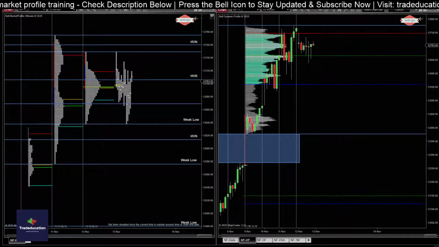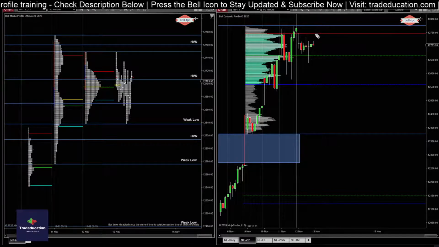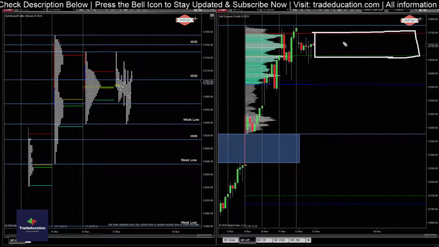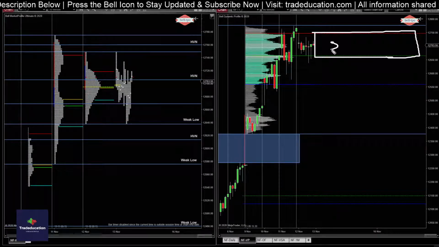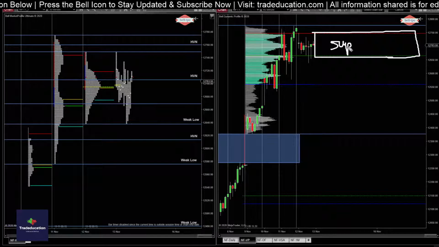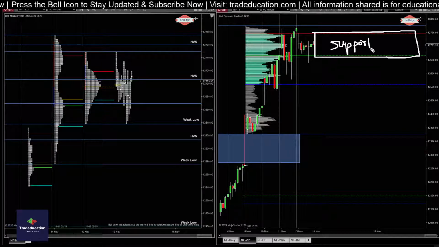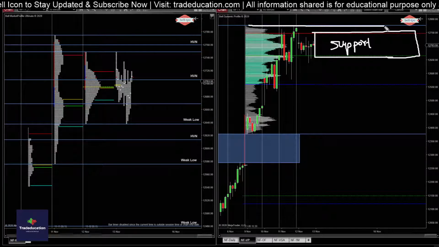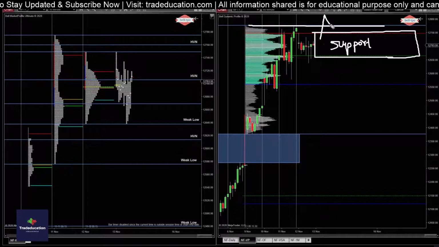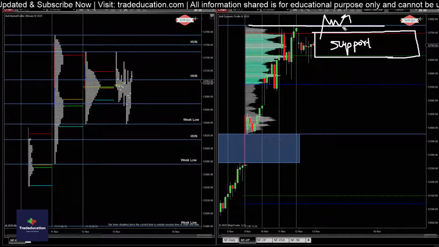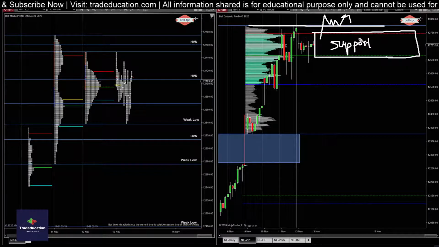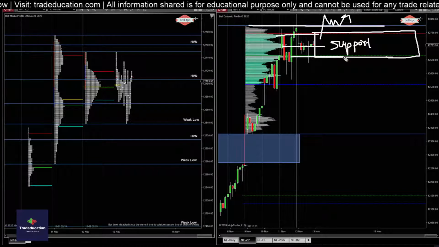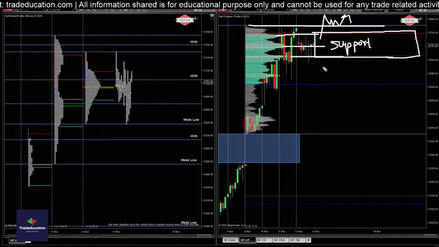So let me draw this. This is the range which should act as the level of support. I'm expecting the auction to open slightly higher, tag the stops which are built higher, and then continue higher. I'm expecting this entire zone to act as the level of support, because we have got 1, 2 and 3 HVNs.